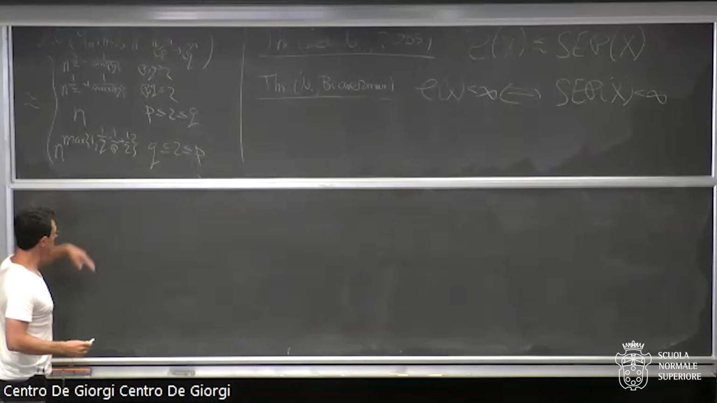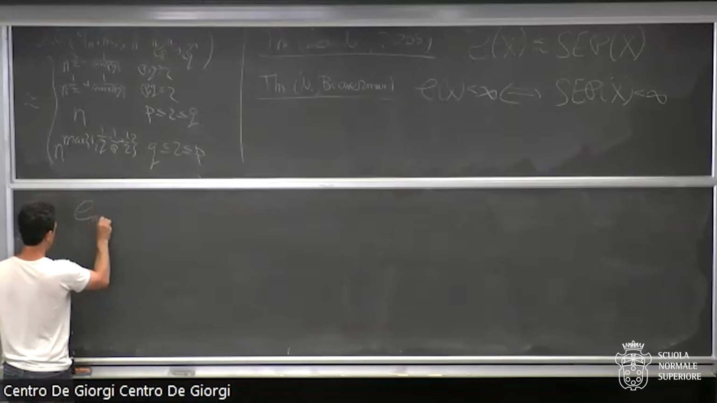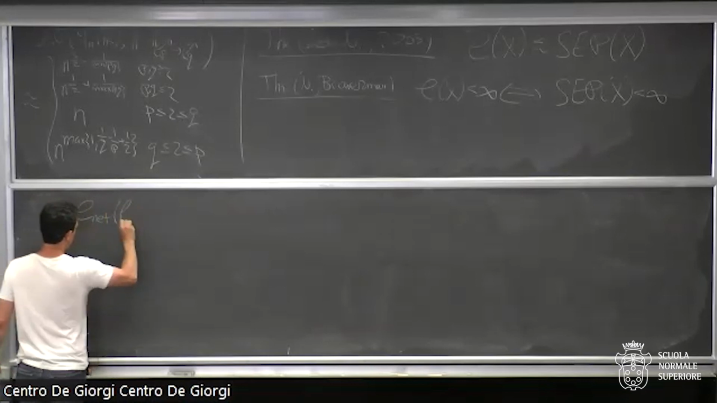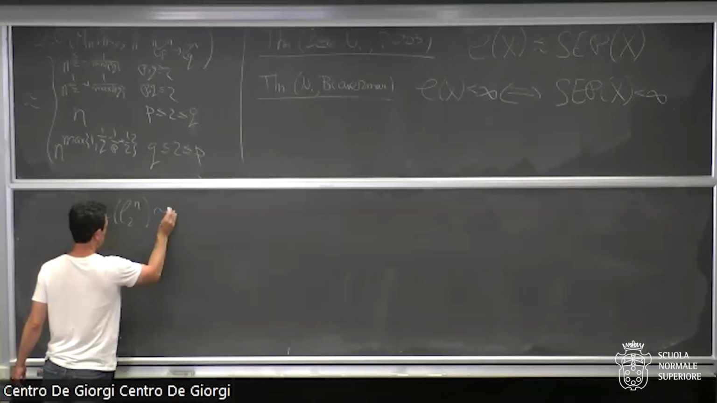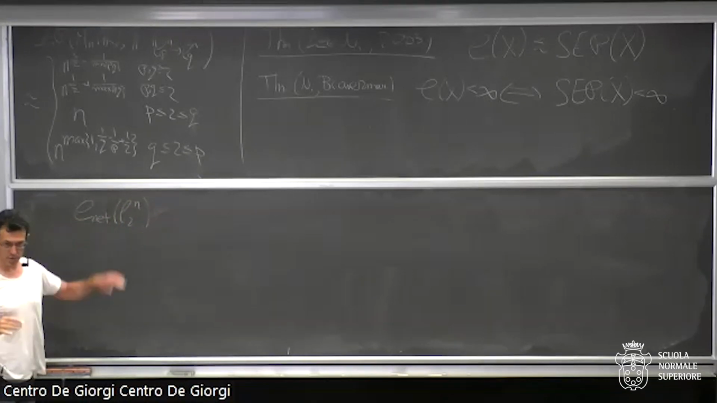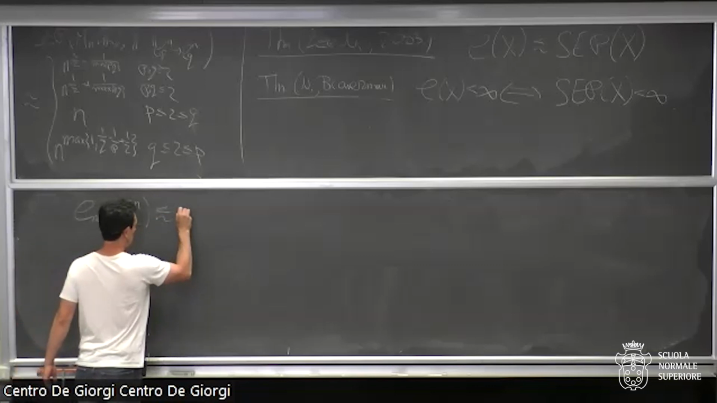Okay, so let's do the net. So E net of L to N, I said, was bounded. So I told you the lower bound was this thing that was done before. So I want to prove this.